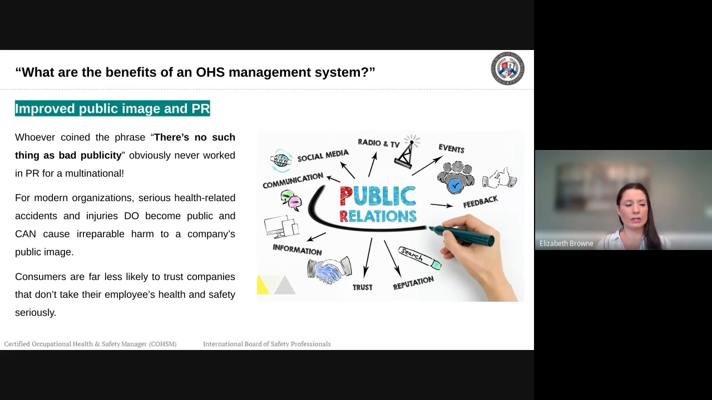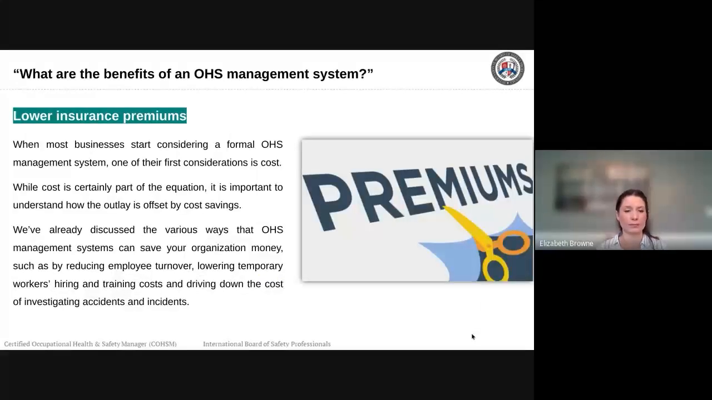Public image can also be tarnished through an environmental accident occurring. Those types of records are also public and can be searched by interested parties. I've seen reports of contamination and different things get out there through an interested party, maybe a river keeper, for example, and then that gets spread on social media very quickly. So these are all very important things to consider.